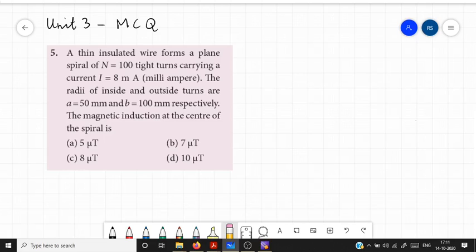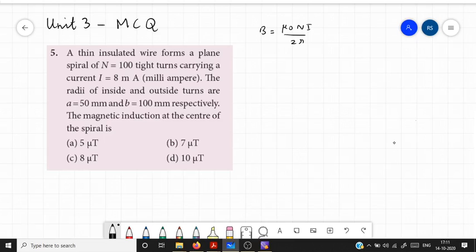Okay, immediately we can think of using the formula B is equal to mu naught Ni divided by 2R. So this is the formula to find out the magnetic induction at the center of a circular coil having N turns.